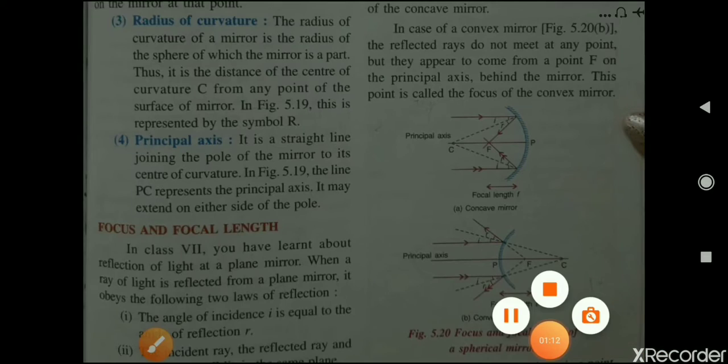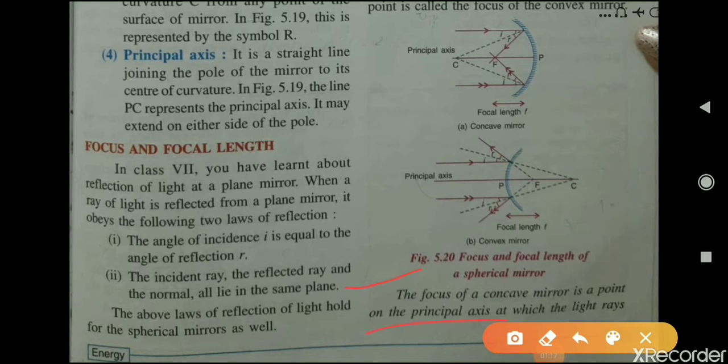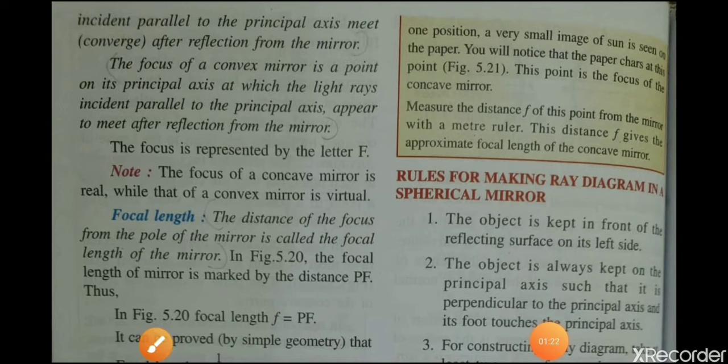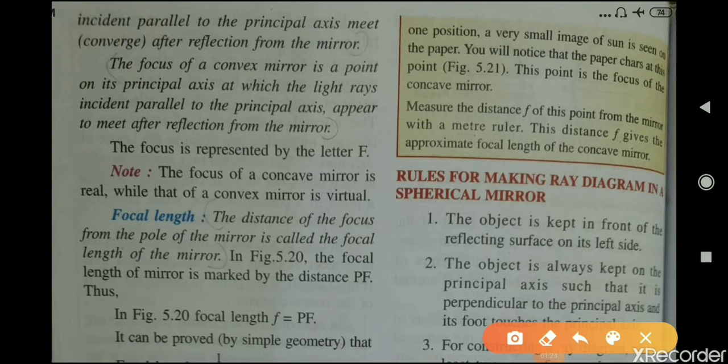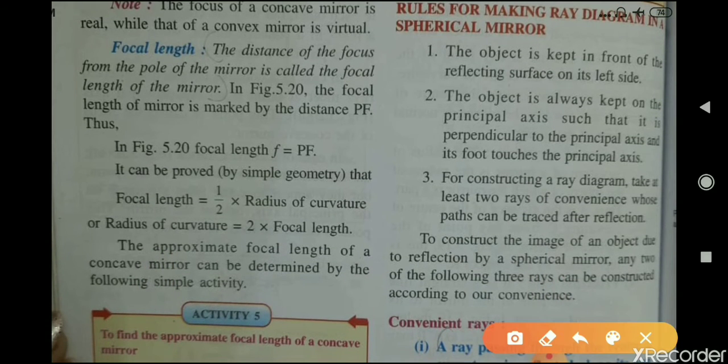Therefore we can say that the focus of a concave mirror is a point on the principal axis at which the light rays incident parallel to the principal axis meet after reflection from the mirror, and the focus of a convex mirror is a point on the principal axis at which the light rays incident parallel to the principal axis appear to meet after reflection from the mirror, and it is represented by the letter F. Now, what is focal length? The distance of the focus from the pole of the mirror is called the focal length of the mirror.